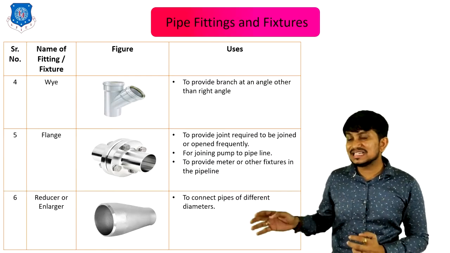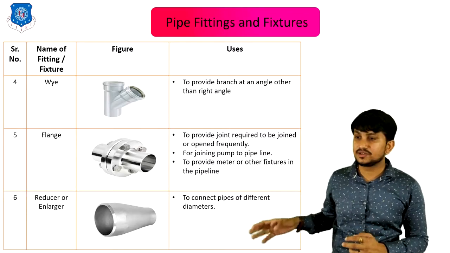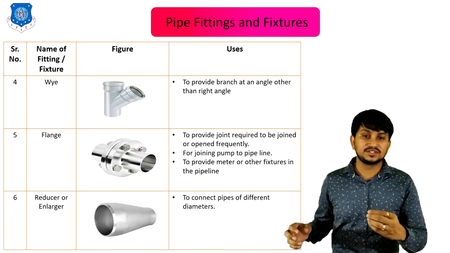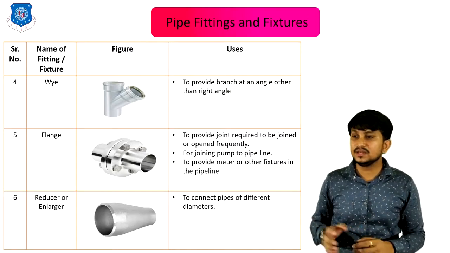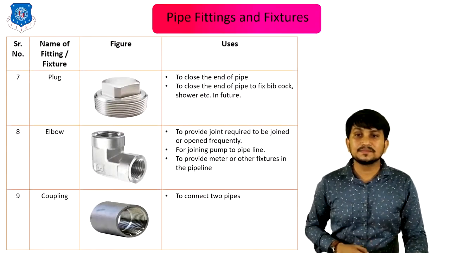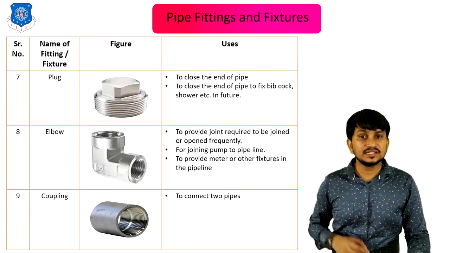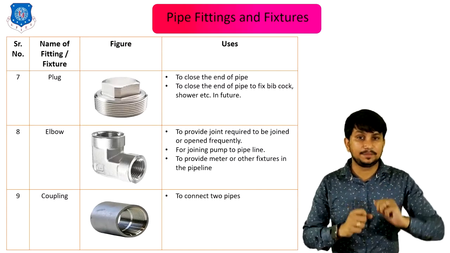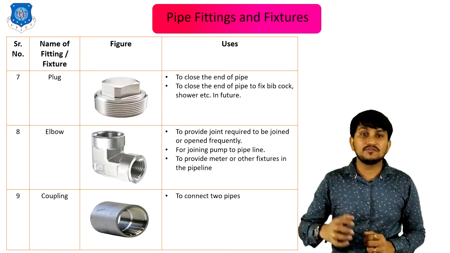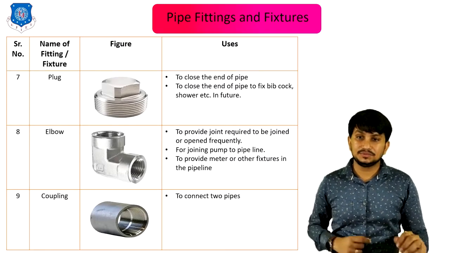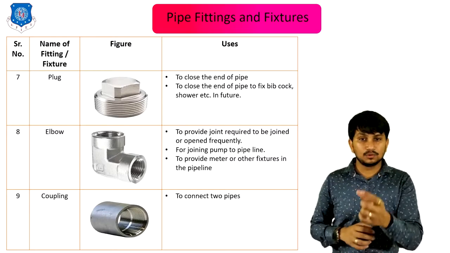Sixth is reducer or enlarger. You can clearly see the reducer or enlarger pipe. It is used to connect pipes of different diameters. Next is plug. It is used to close the end of the pipe. To close the end of the pipe, fixed dip cock, shower, etc., plug is used.